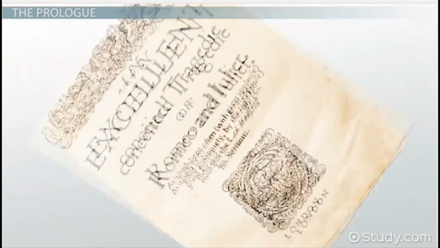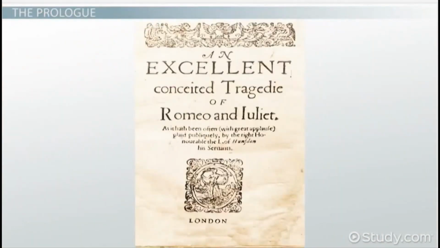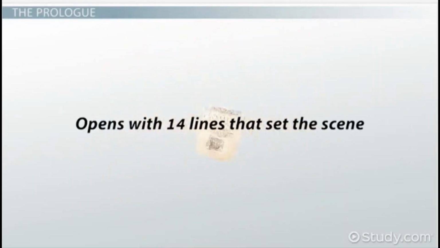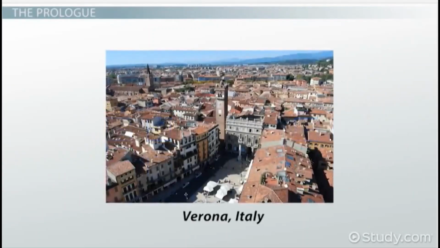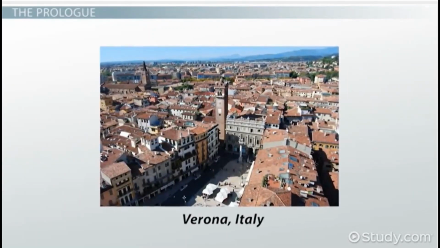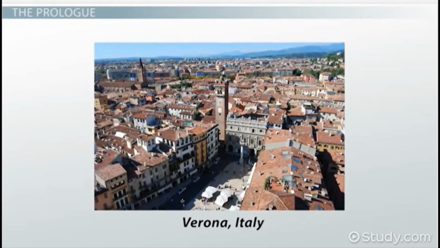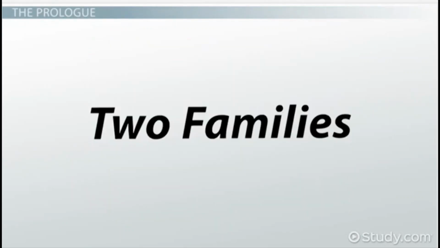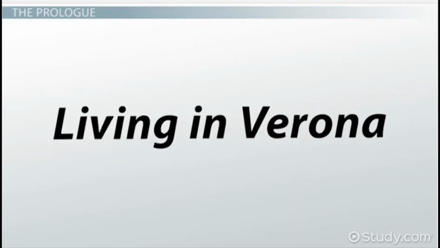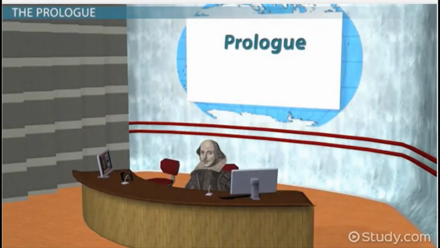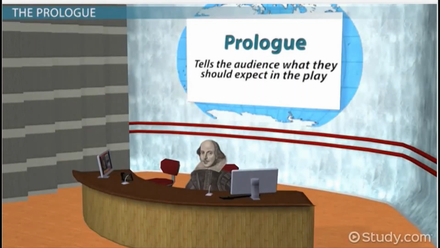Shakespeare's famous play, The Tragedy of Romeo and Juliet, opens with 14 lines that set the scene. The first 2 lines are, "Two households, both alike in dignity, in fair Verona, where we lay our scene." And these tell the audience that the play will be about 2 families of equal wealth who live in the city of Verona. Just like the pregame show, the prologue tells the audience what they should expect in the play.